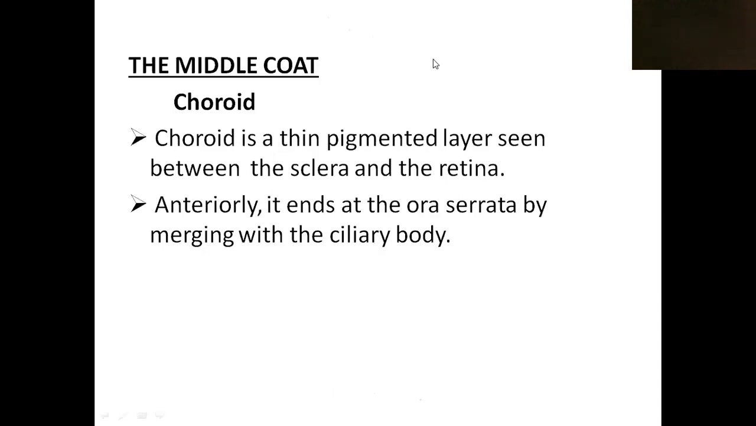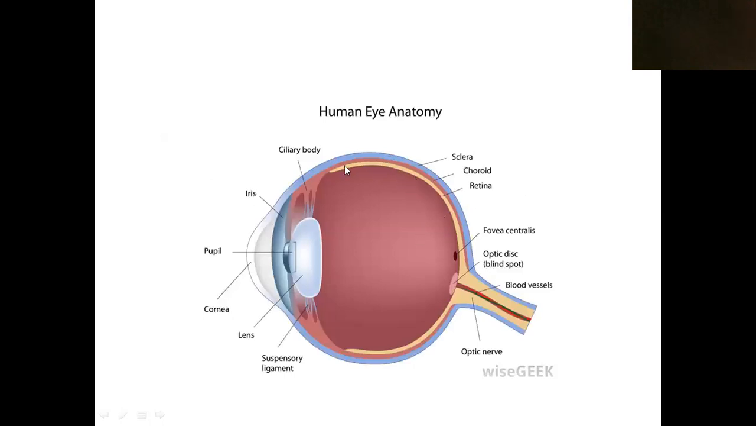The uveal tract is a 5-mark question. I told you, it has three parts: choroid, ciliary body, and iris. See, choroid is a thin pigmented layer seen between the sclera and the retina. This is the sclera, and this is the optic part of the retina. Between these two, we can see a thin layer, this red color. This thin part of the uveal tract, or the vascular layer or middle layer, is known as the choroid.